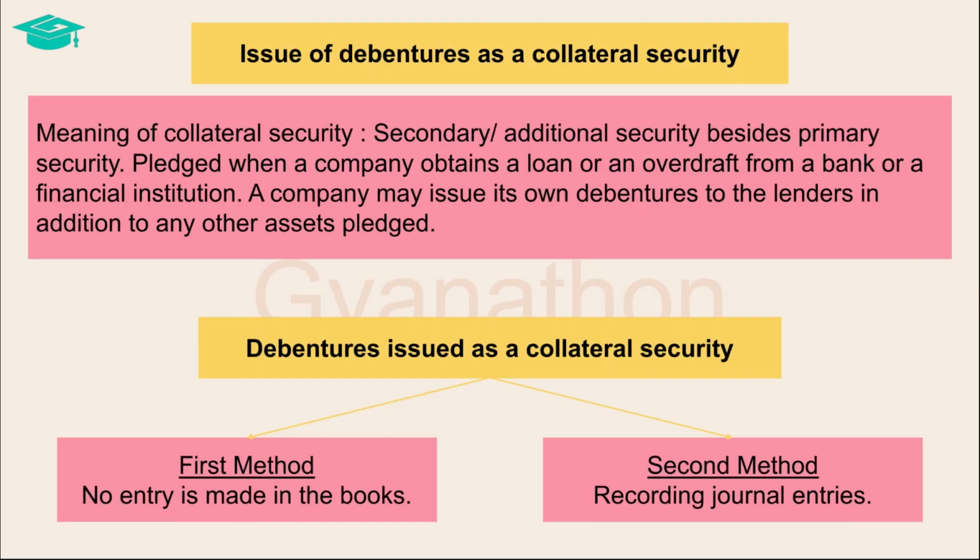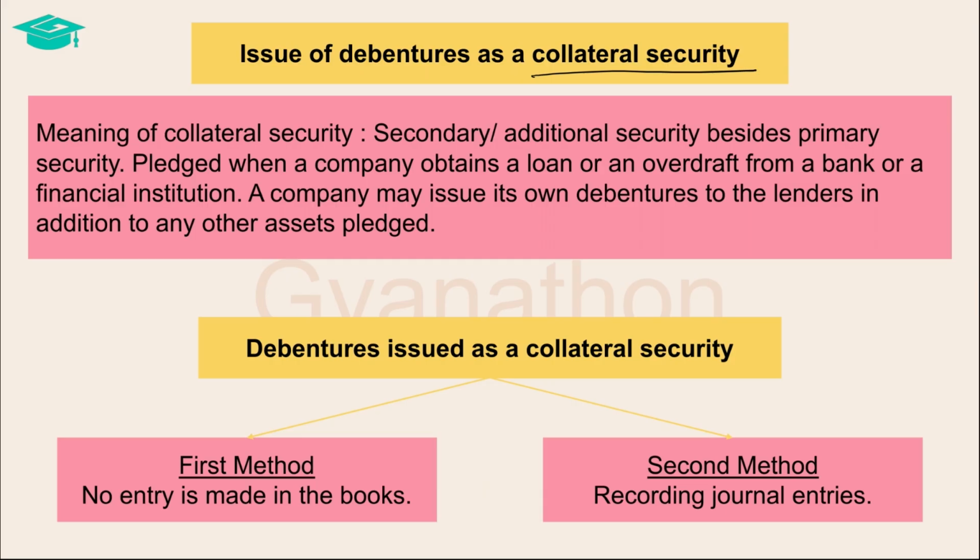Now, let us discuss the accounting treatment to be made when debentures are issued as a collateral security against any loans taken by the company. When the company takes any loans, it has to provide primary security and collateral security to the lender. A collateral security is a secondary security or an additional security to be provided up and above the primary security.